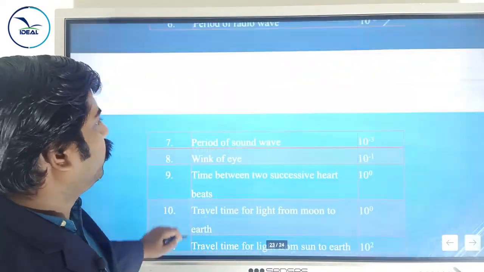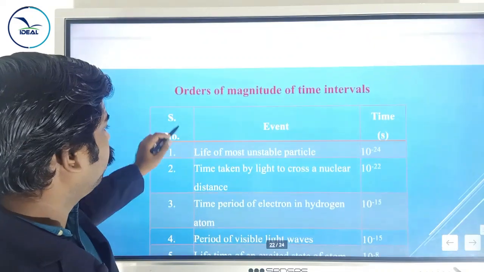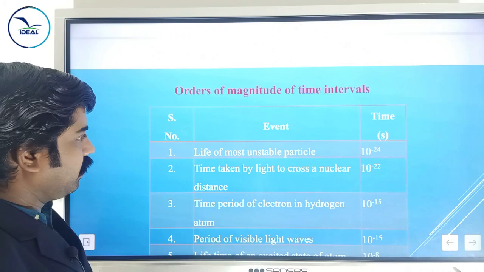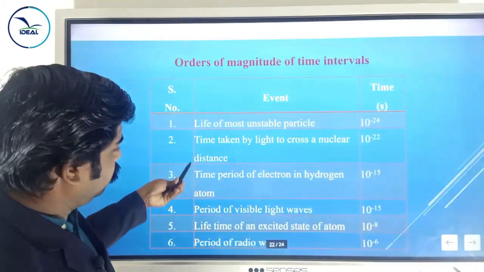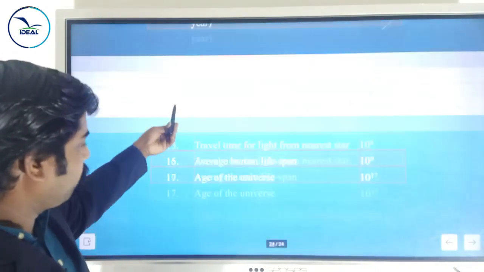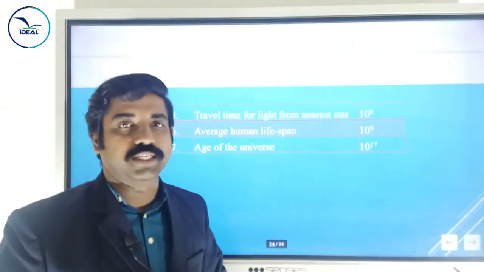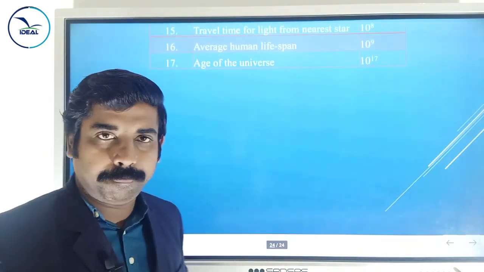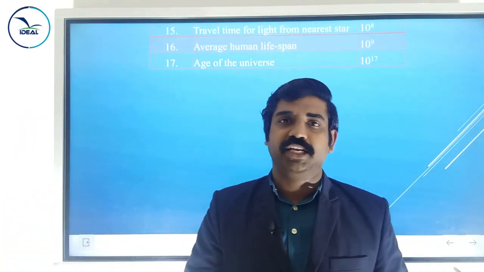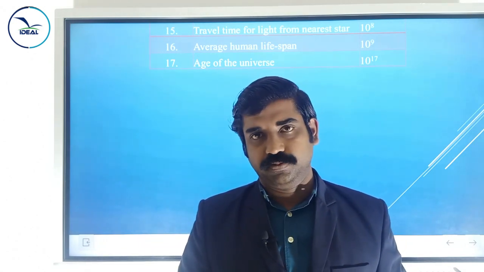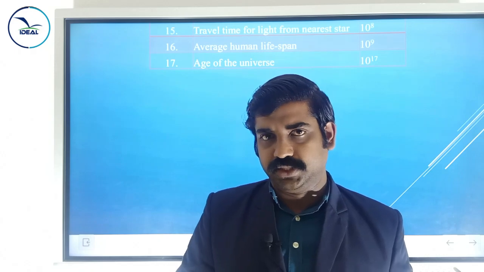Okay. Period of revolution of the life of the most stable particle is 10 raised to minus 24, and the last one, it is... what? Age of universe, it is 10 raised to 17. Likewise, we can calculate the time. Okay, these are the length measurement, mass measurement and the time measurements. I hope that you understand this.